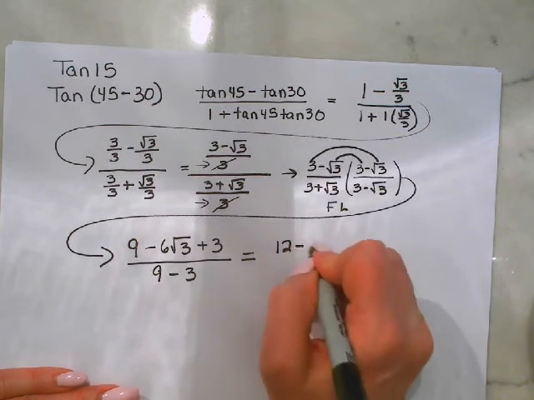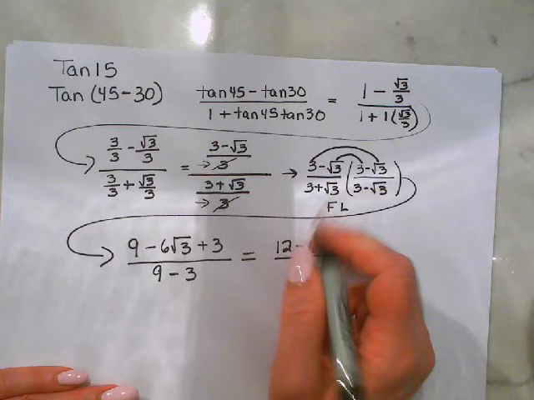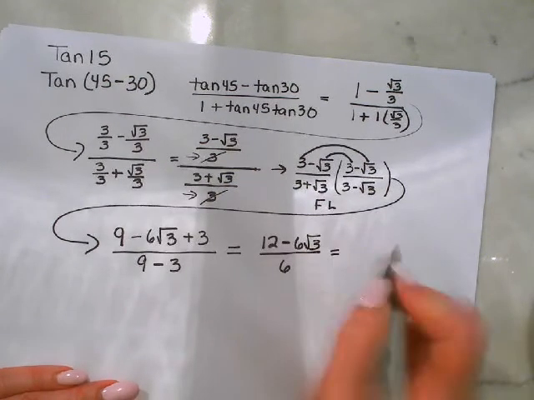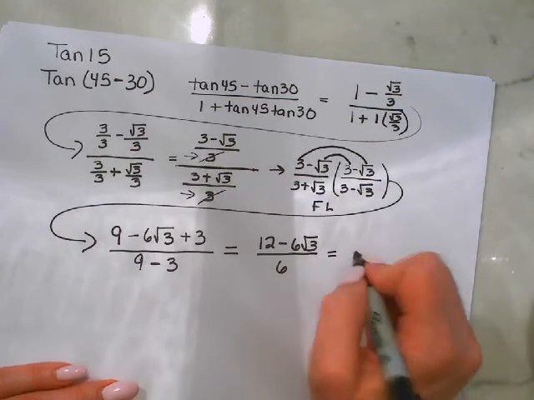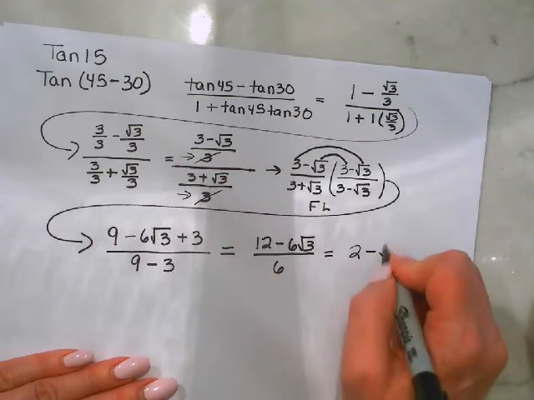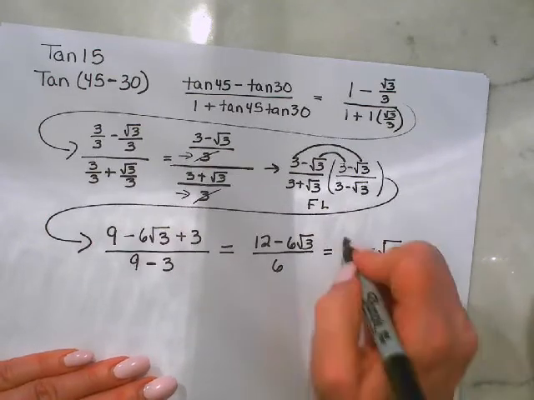9 plus 3 minus 6 radical 3, all over 9 minus 3 is 6. Okay, and then we could also reduce these. They're all divisible by 6, so the final answer is 2 minus radical 3.